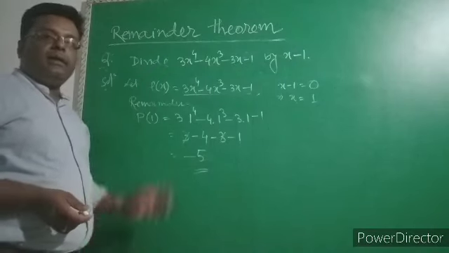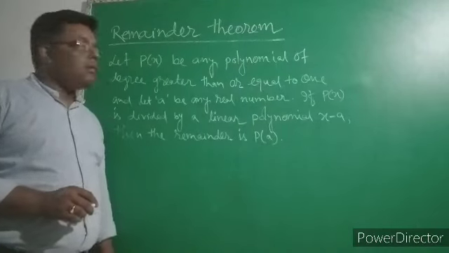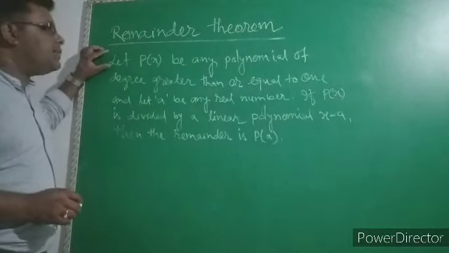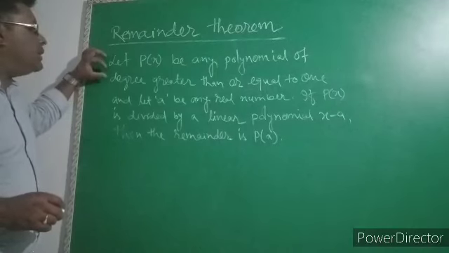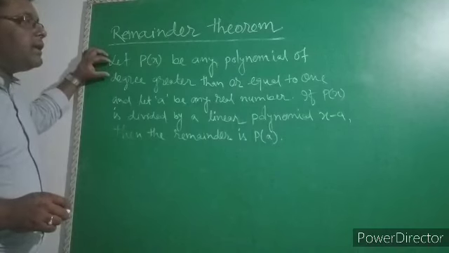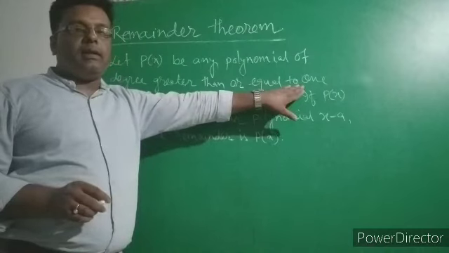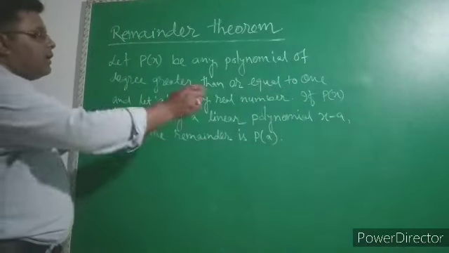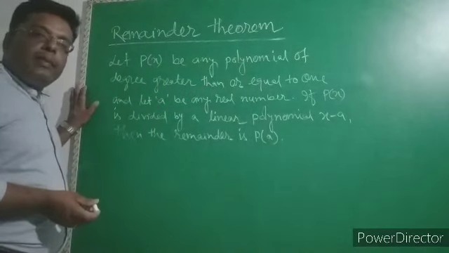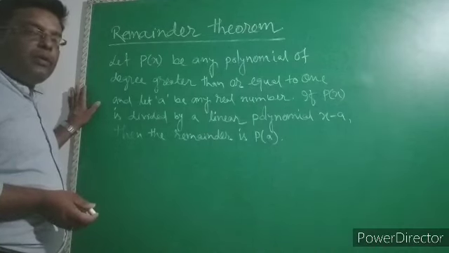Now write the theorem, the remainder theorem. So here is the remainder theorem. The theorem is: let p(x) be any polynomial of degree greater than or equal to 1. That is, minimum 1, there should be 1x in this polynomial, and it may be greater than 1. It may be a quadratic polynomial, a cubic polynomial, or a higher degree polynomial.